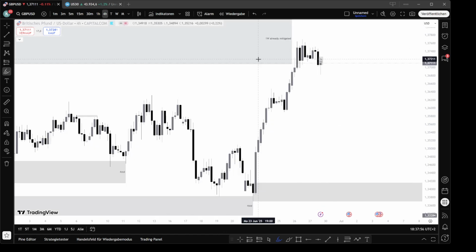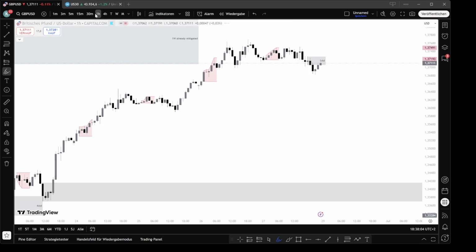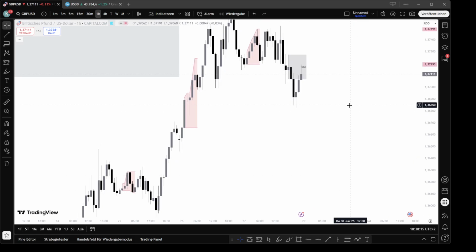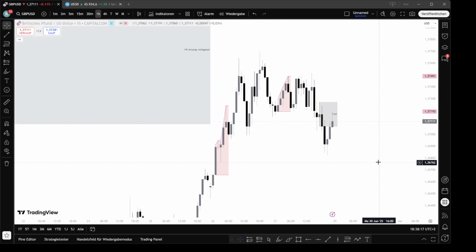And basically, let's scale down now into the daily time, into the 4 hour time frame, the 1 hour time frame, and the 30-minute time frame. Based on my system, I've already been able to spot zones where I'm expecting a sell. Going down, from now we are on the 1 hour time frame. On the 1 hour time frame, I was able to spot a market structure change.